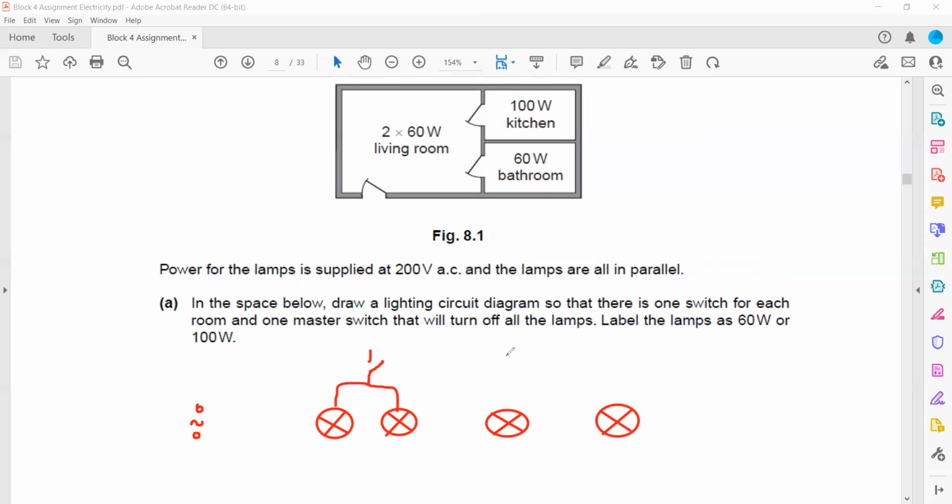Then as all the lamps are connected in parallel, in each room, for example, this is a lamp in the kitchen and this one is a lamp in the bathroom. And label each lamp, for example, the lamp in the bathroom is 60 watt, in the kitchen it is 100 watt, and in the living room there are two 60-watt lamps, and they are all connected in parallel. So parallel means they will work independently, with a separate connection for each lamp from the battery.